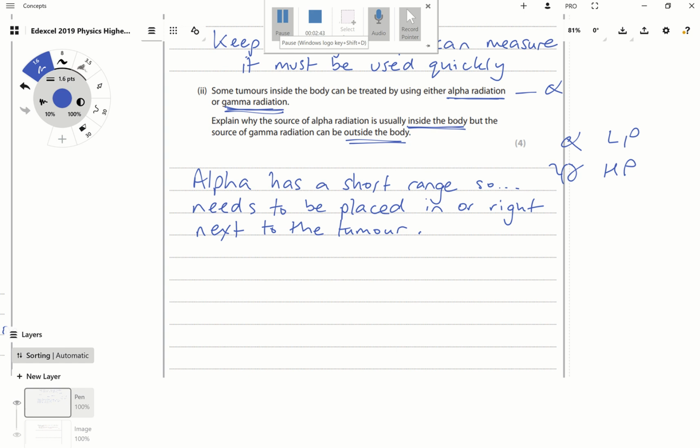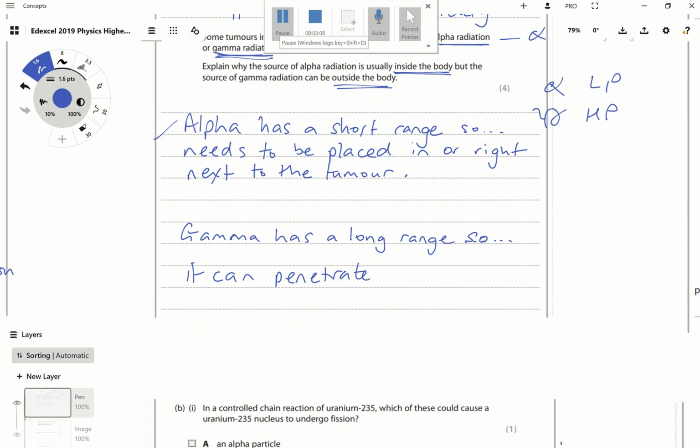Next part. So now we've talked about alpha, and then gamma has a high penetration. I'm going to say has a long range, so it can penetrate and go outside the body through the air and then through the body.